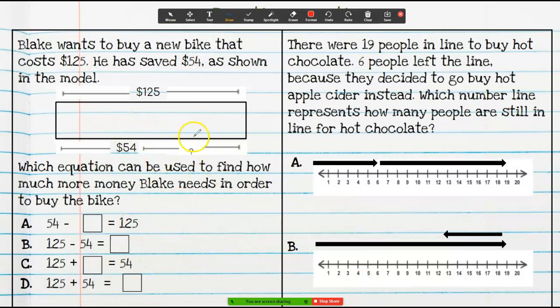Okay, so we know we have a missing number. Sorry about that, guys. We know we have a missing number. So I just said when we have a missing number, we need to subtract. So we're going to have 125 minus 54 to find that missing number. Okay, which is B.